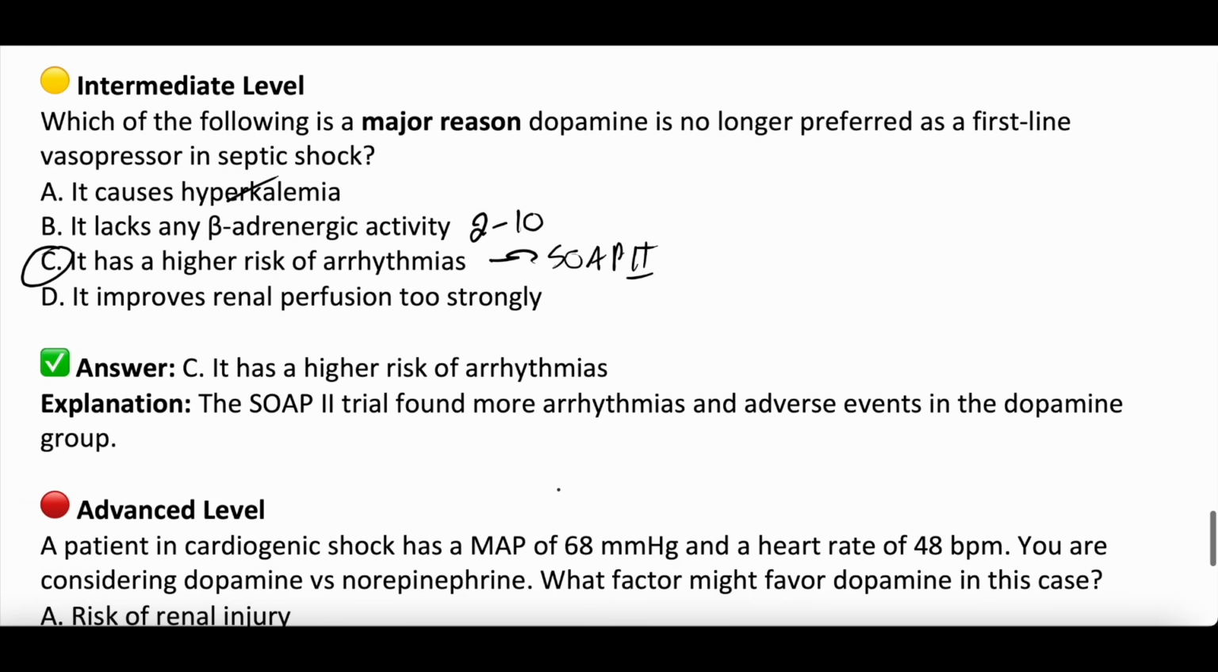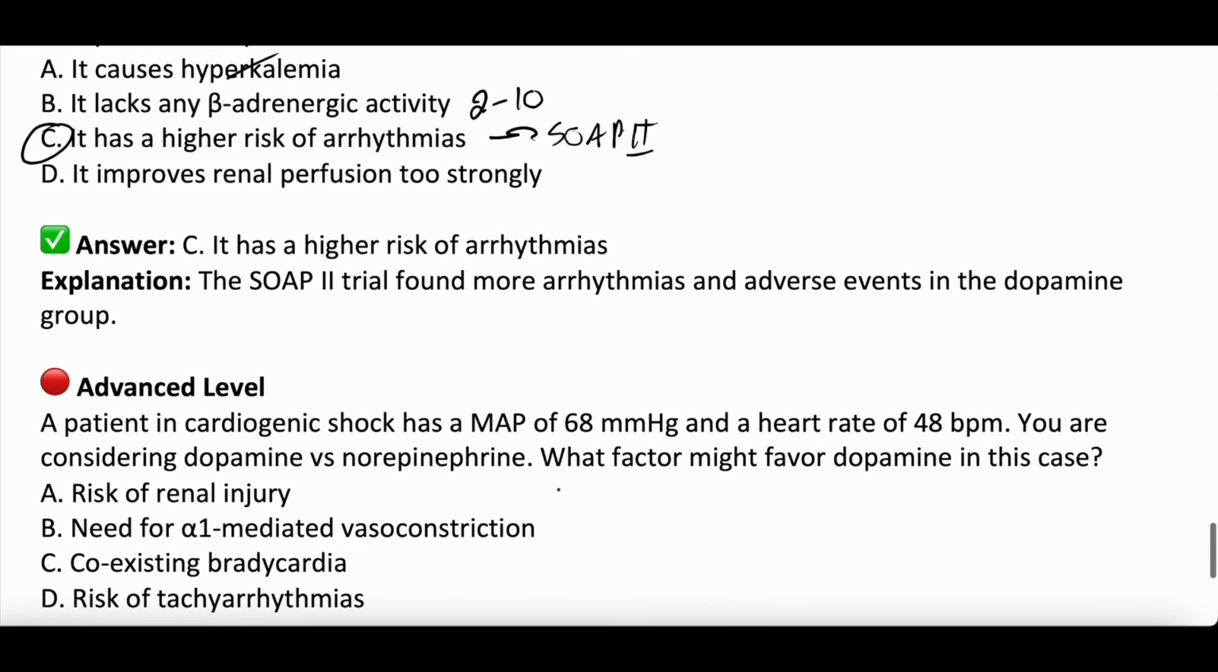Last question, the advanced level. A patient in cardiogenic shock has a MAP of 68 millimeters of mercury and a heart rate of 48 beats per minute. You are considering dopamine versus norepinephrine. What factor might favor dopamine in this case? A, risk of renal injury. B, need for alpha-1 mediated vasoconstriction. C, coexisting bradycardia. Or D, risk of tachyarrhythmias. Pause here if you need more time.